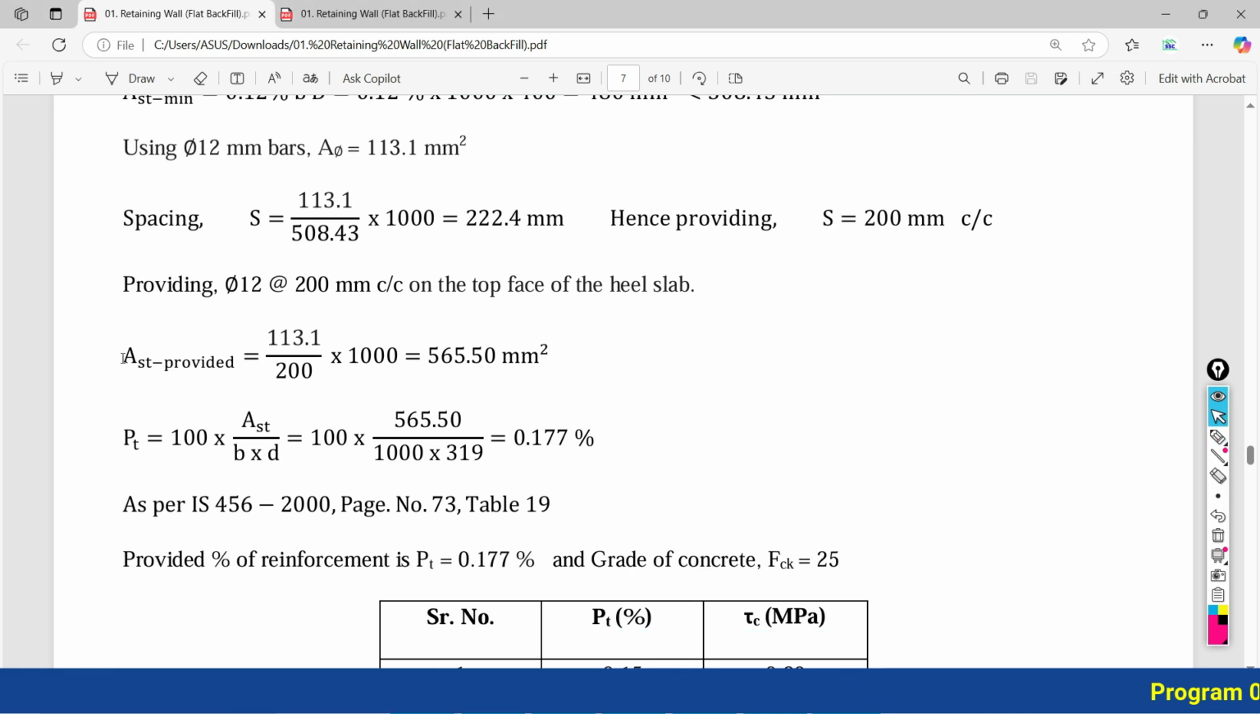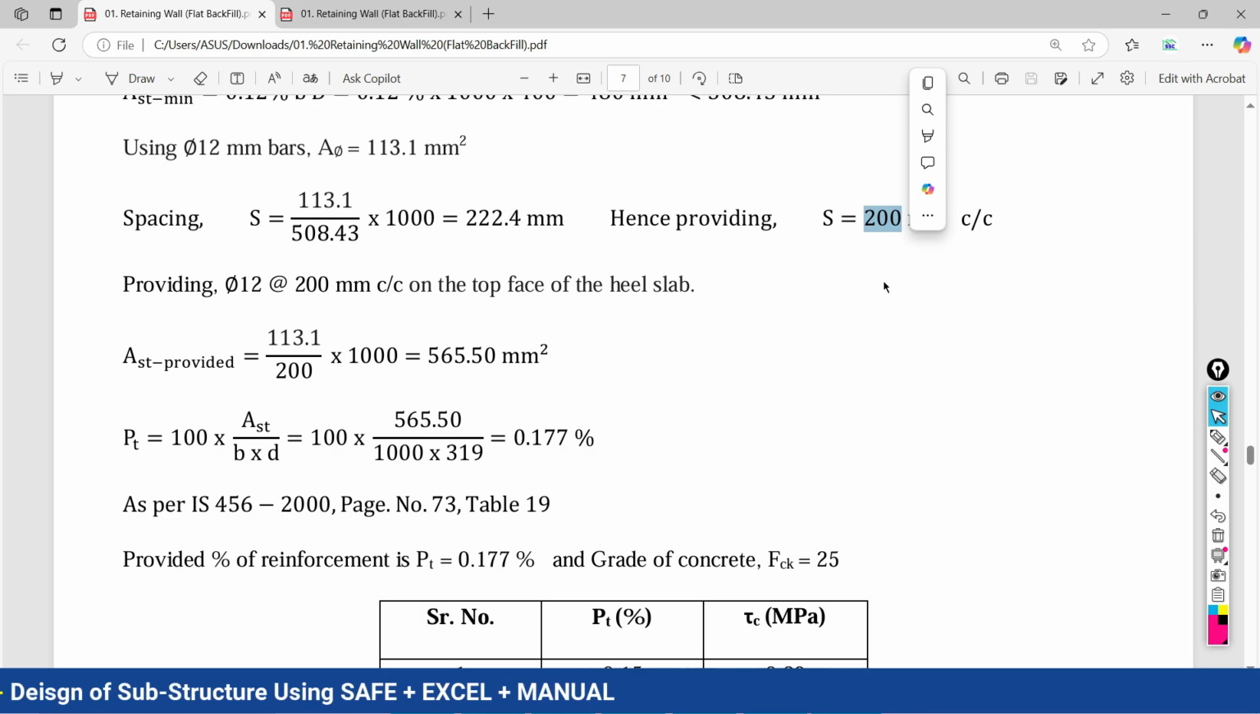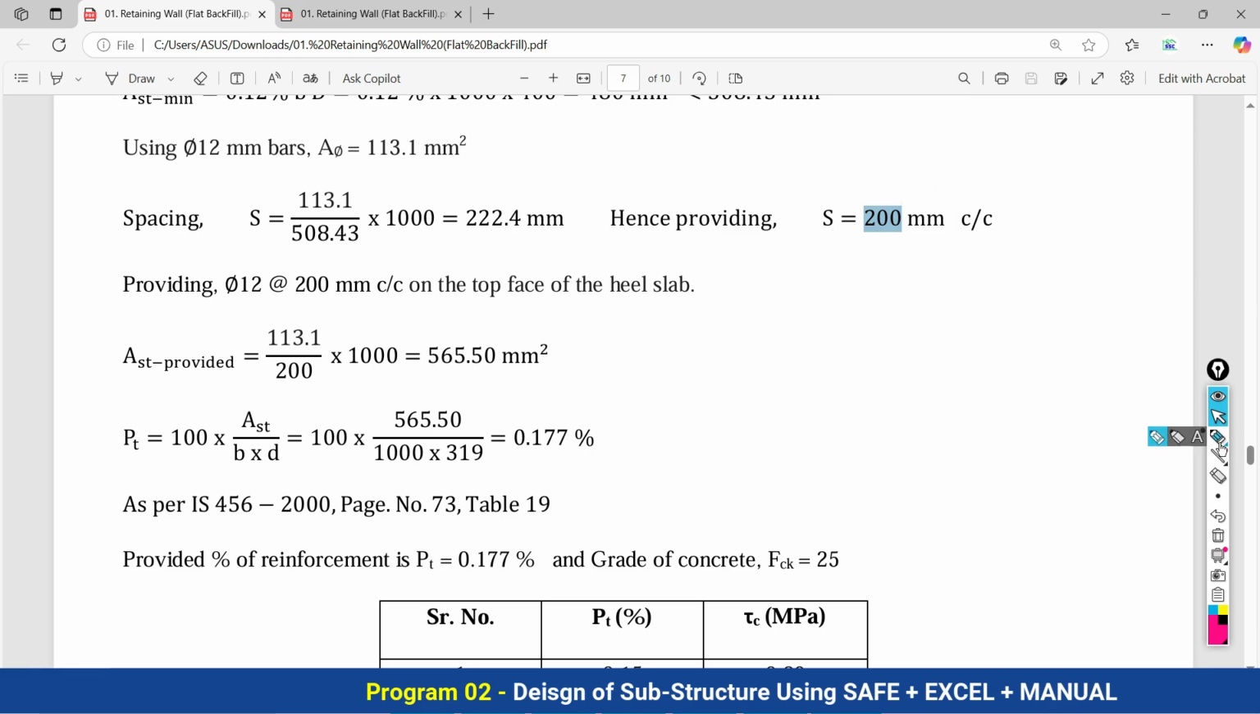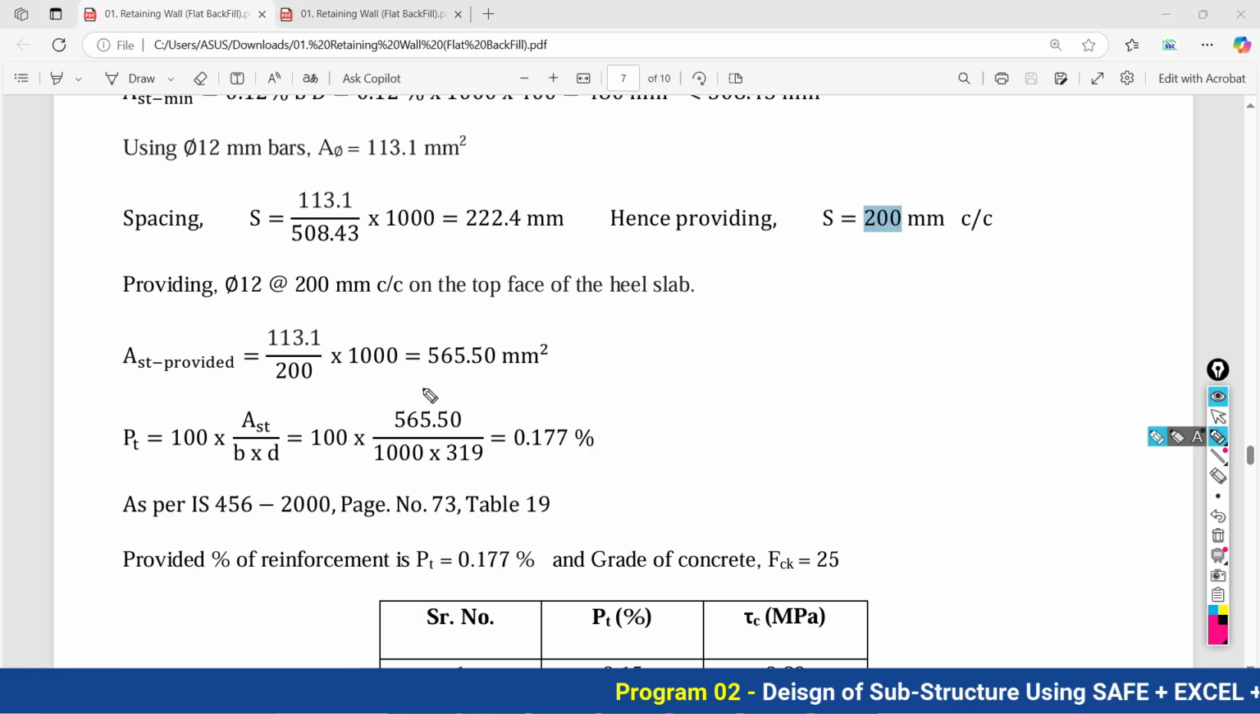Now finally reinforcement which is provided, because the demand of the spacing was 222, we have reduced it to 200, means the reinforcement are going to become closer, spacing is going to be what? Reduced. So the bars are going to become closer, so reinforcement is going to increase.